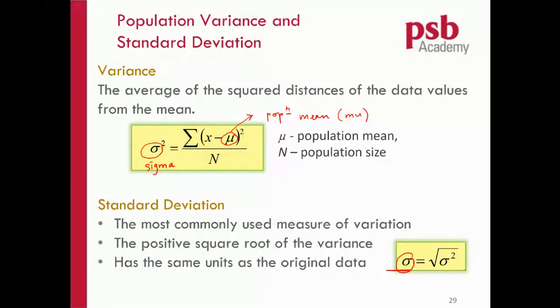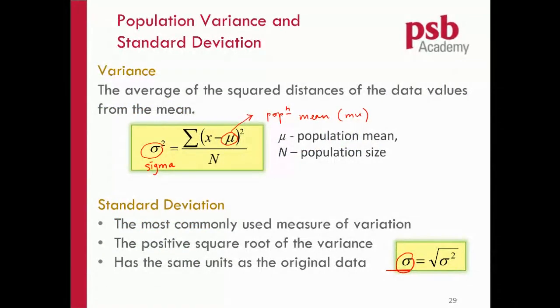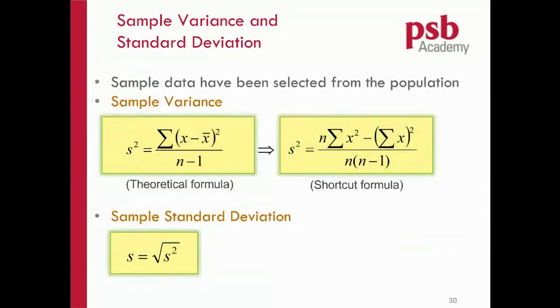So how do you calculate this? Just ignore this formula for a while, I'll explain that. Since we usually don't have population data, we have to focus on the sample data to do a calculation. When you do a sample calculation, you notice there are some slight changes. The sigma is denoted by S now. So the sample standard deviation is symbolized by S.